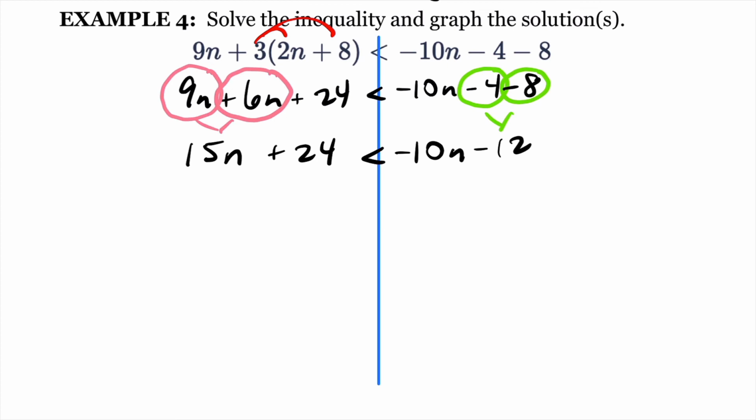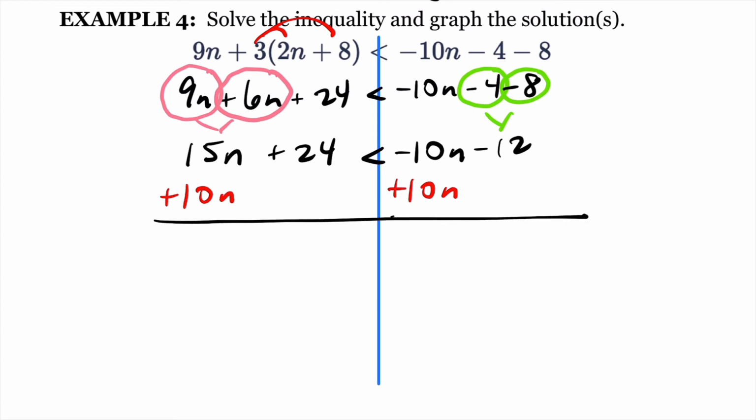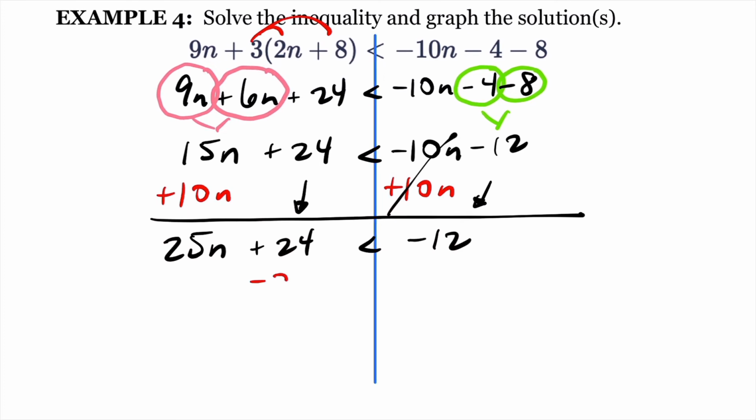Okay. Now I need to get the n's on one side, the numbers on the other. So Delta Math, like I said, likes n's on the left side. So that's what I'm going to do. So that means I'm going to add 10n to both sides. So 25n. Okay, n's on the left. Numbers on the right.